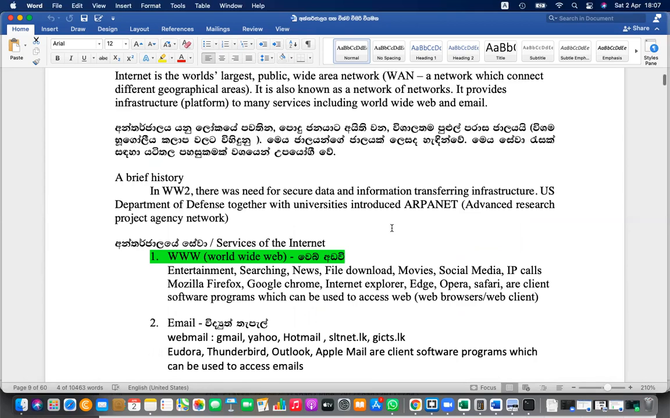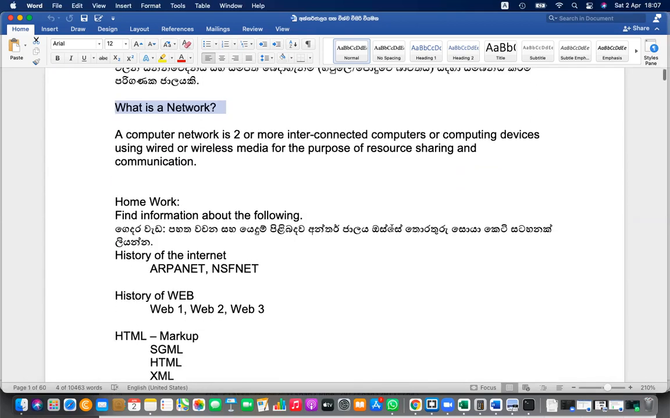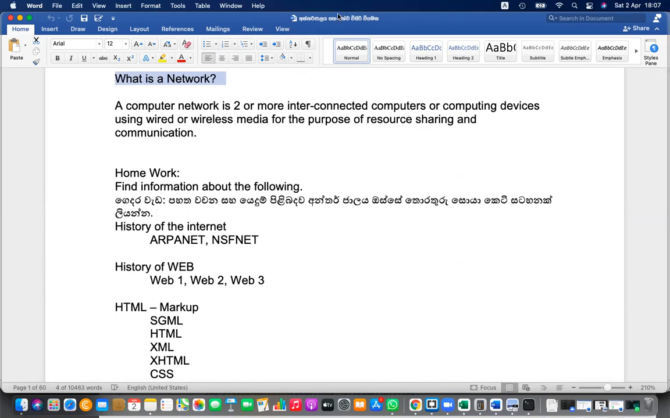Let me start from the network. Right, the term network refers to two or more computers or computing devices. So these are very important terms. So what is that? Two or more, minimum two. Minimum two devices, two or more interconnected computers should be there. That is the minimum. But that can be any number, right?